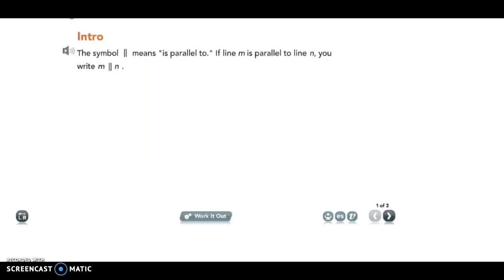The first thing I want you to notice is this symbol that looks like two L's right here means parallel to. So what that means is M is parallel to N, is what this means. Line M is parallel to line N.